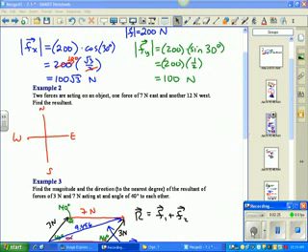Moving on to example 2, it says that we have two forces. They're acting on an object. One force is acting 7 newtons in the east. The other is 12 newtons in the west. We need to find the resultant force. Remember, the resultant is the addition of these two forces.